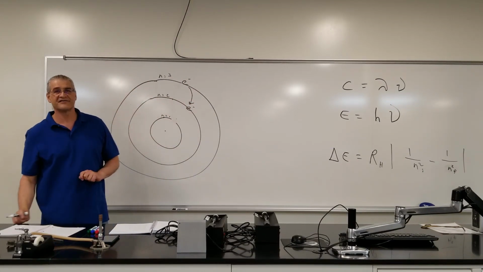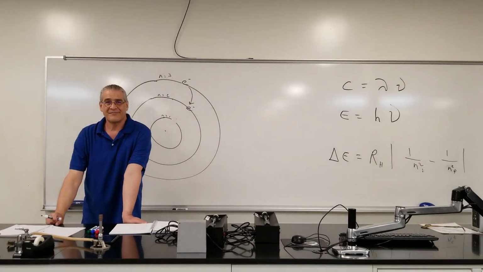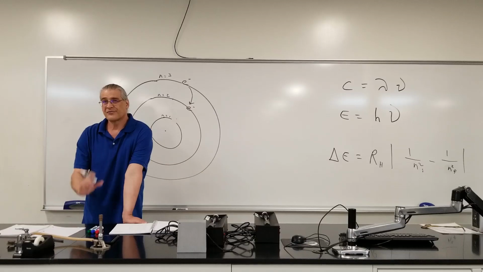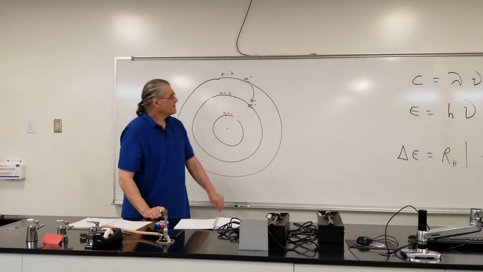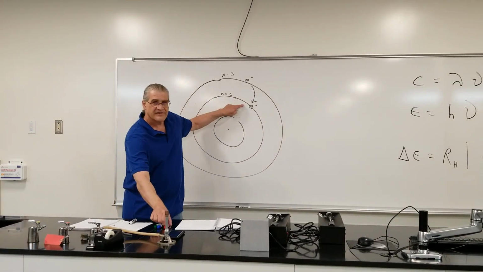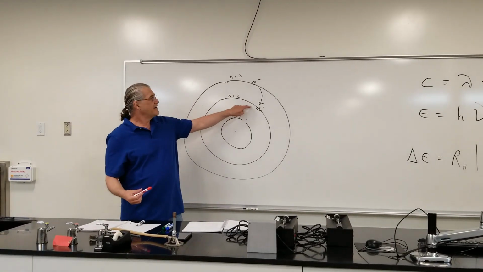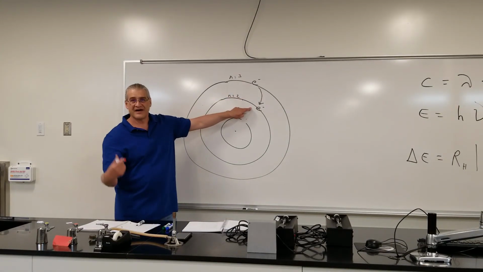Hey, that electron lost some potential energy, didn't it? Well, the first law of thermodynamics says you can't destroy energy. All you can ever do is move energy around. So this electron lost some potential energy. Where did that energy go? The potential energy that's lost from this electron shows up as a photon of light.